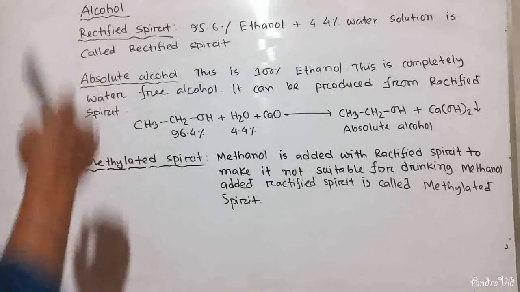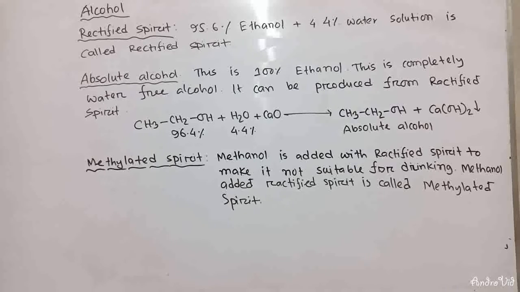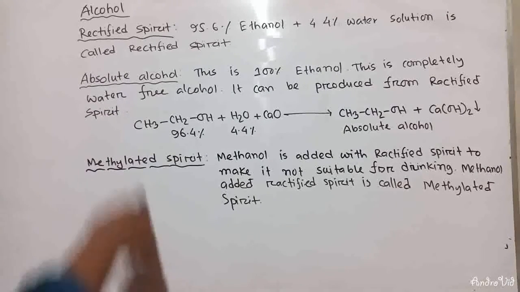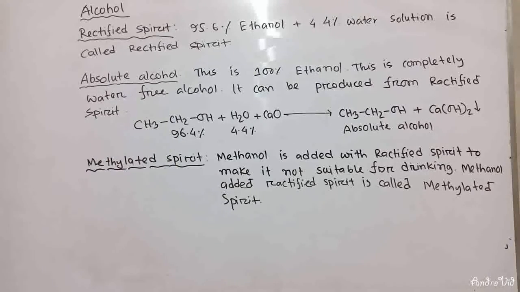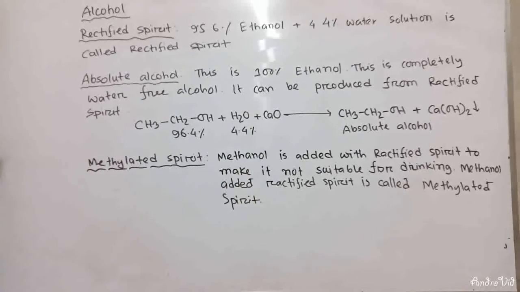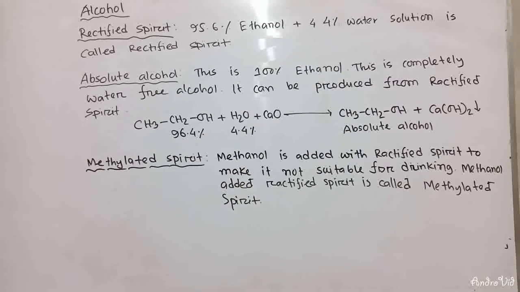Absolute alcohol: the alcohol that is completely free from water is called absolute alcohol. This type of alcohol is basically 100% ethanol. The 100% ethanol is called absolute alcohol. This is completely water free alcohol. It can be produced from rectified spirit. By using this equation, it is possible to produce absolute alcohol from rectified spirit.